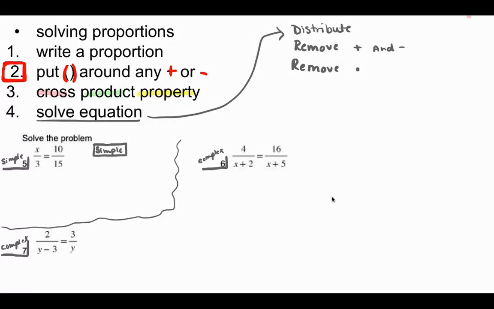The first example here is a simple proportion. You'll see that our variable is only in the proportion one time and there's no addition or subtraction. So when we do the cross product property for this one, we're going to do the x times 15, and then we're going to do the 3 times the 10. So we do the x times the 15, and it will equal the 3 times 10. So 15x is equal to 30. And to remove multiplication, we divide. So x is equal to 2.